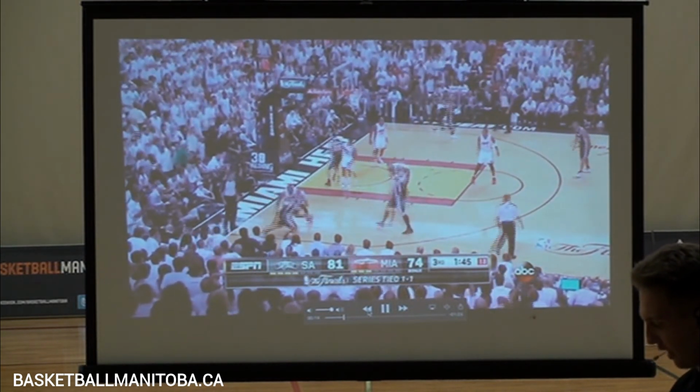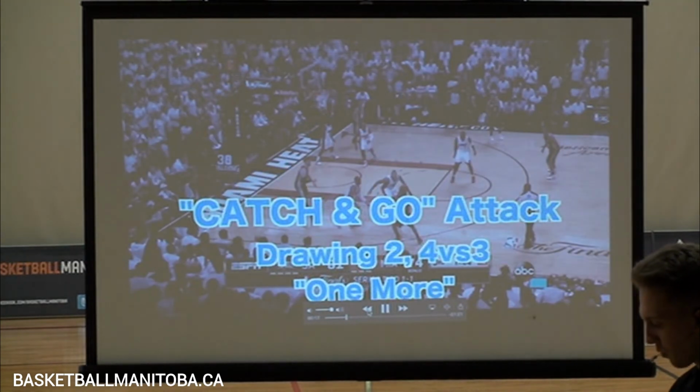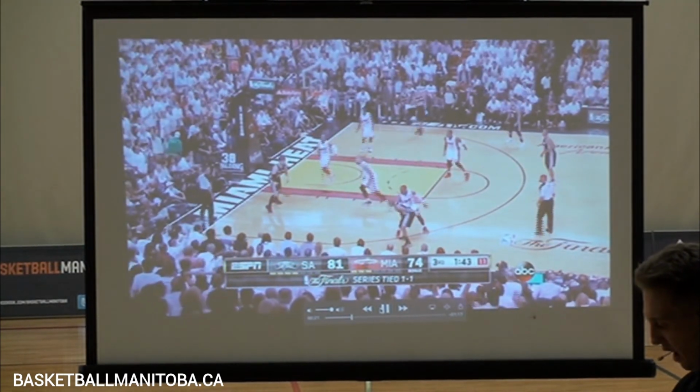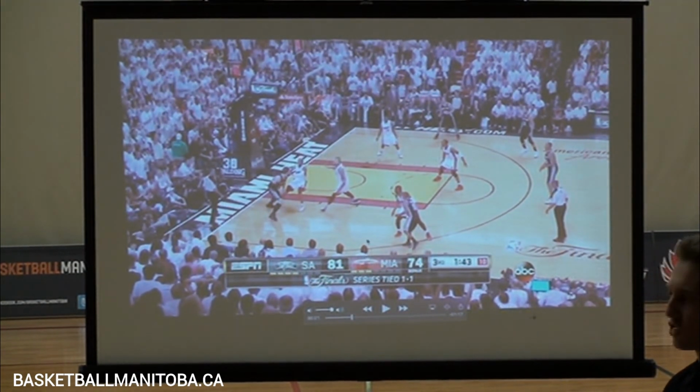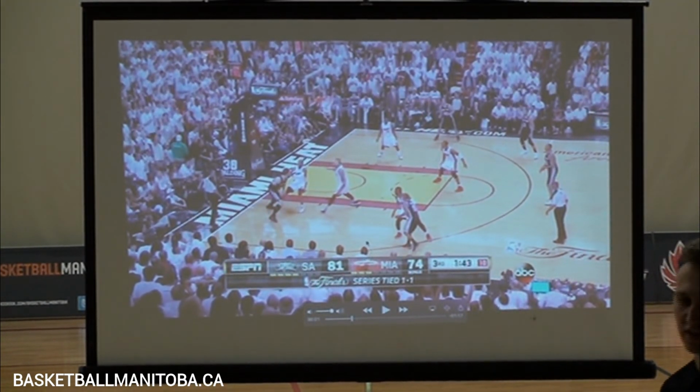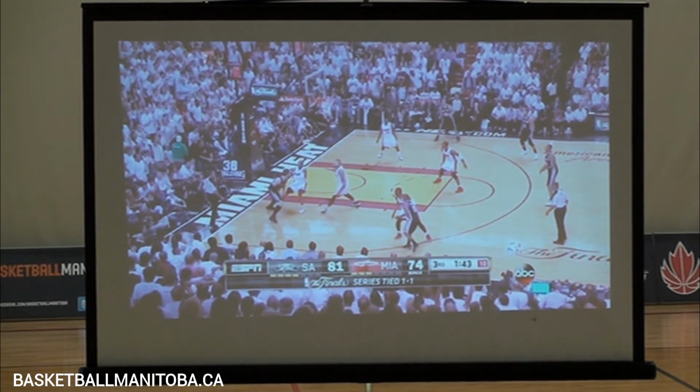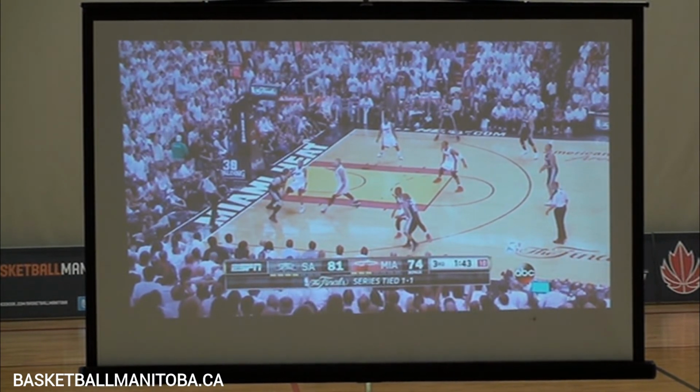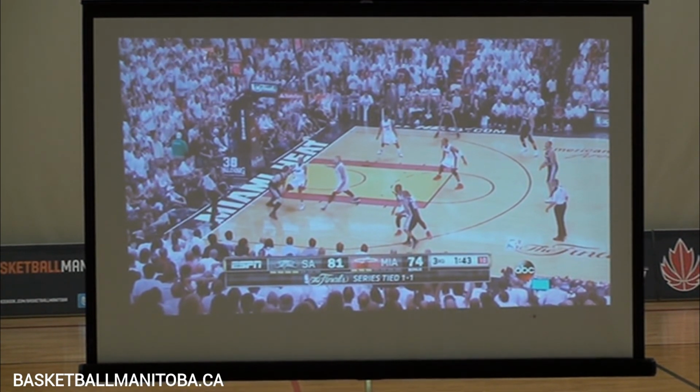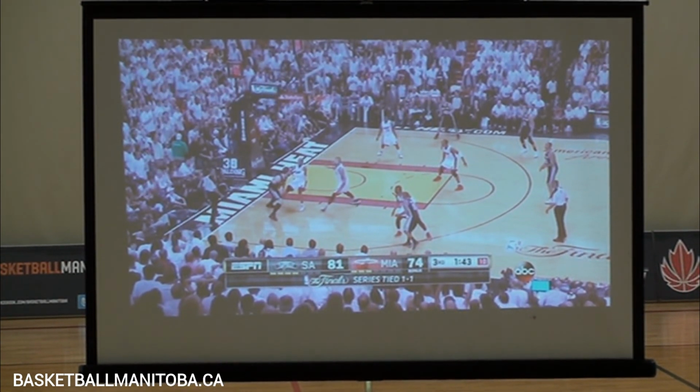We get into UCLA, we get into wing pick and roll. Okay, so from here, we dump it down and we draw two. So when we draw two, essentially what it becomes is a 4 versus 3. What we call for that is we say catch and go, and that's a George Karl term. And really what that means is before I get it, I'm anticipating. I'm either driving it, shooting it, or making the next pass.